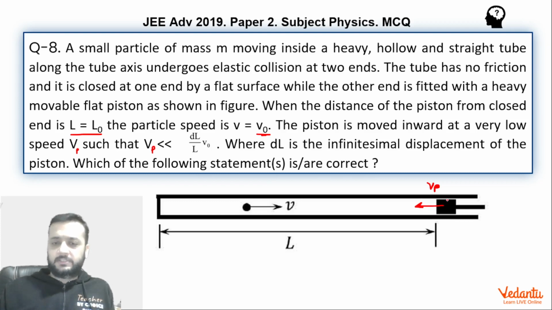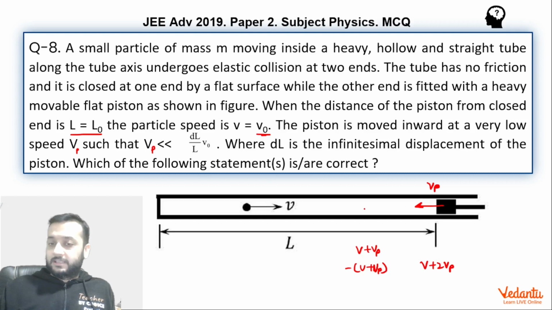If you stand on the piston, this particle is going to move with the speed of v plus vp, right? And in the frame of the piston, the piston will not move. Now, since it's an elastic collision, the particle is going to return with the same speed, v plus vp, correct? In the frame of the piston. So in the frame of the piston, if it returns with this speed, that means in the ground frame, it is moving at a speed of v plus 2 vp, correct?